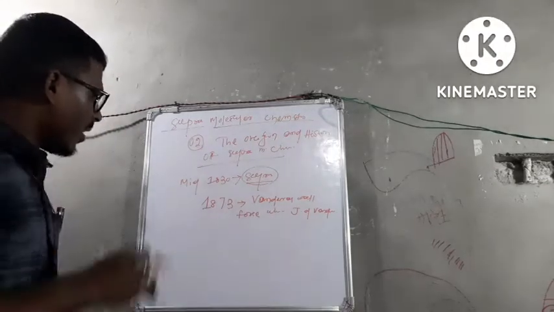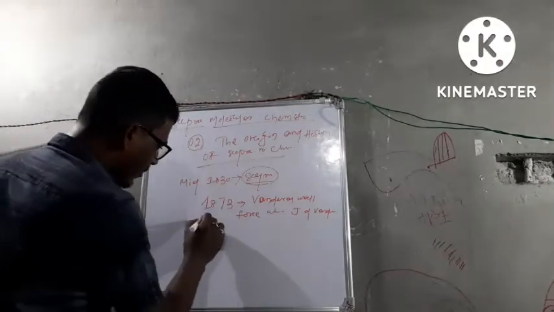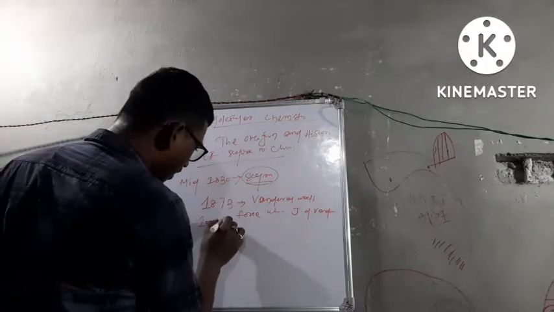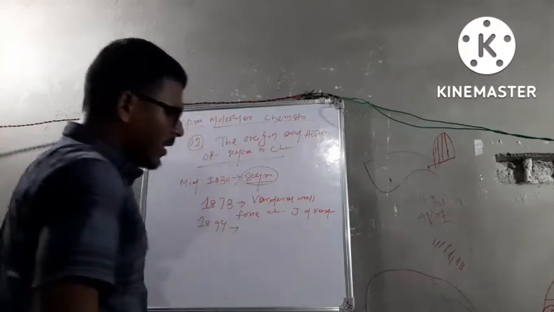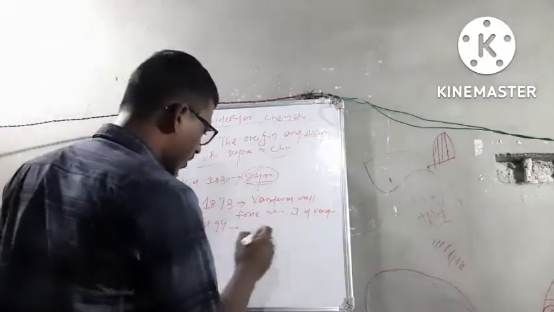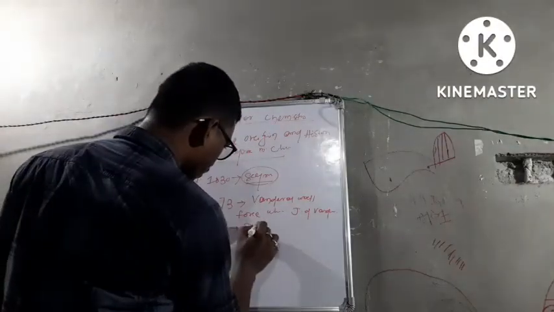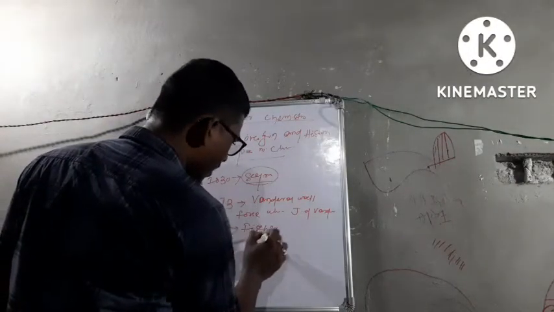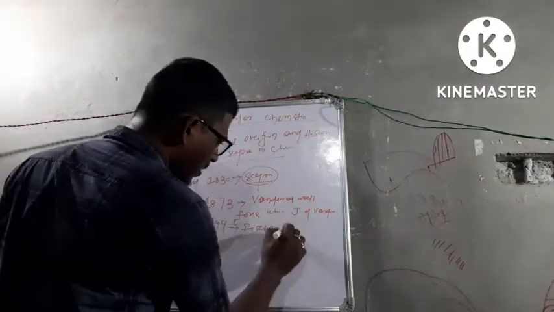Then, in the year 1894, Fischer's lock-and-key model was developed or introduced. Not Emil Fischer, E. Fischer, Fischer's lock-and-key model.